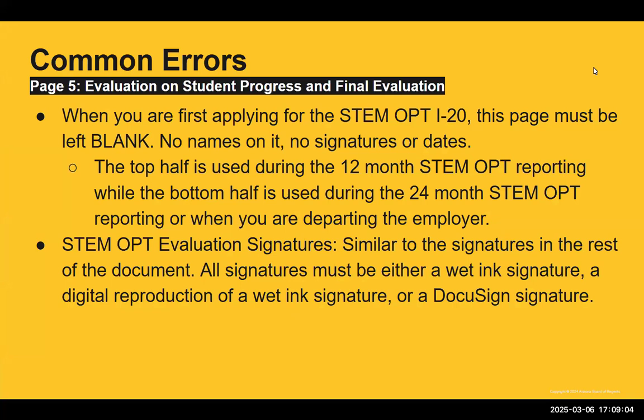Now, finally, for page 5 of the document, you want to leave this section completely blank at this time if you're first applying for STEM OPT. So you want no signatures on that page, no names on it, no signatures, date, or anything. The reason for this is because the top half of the document is going to be used during the 12-month STEM OPT reporting, while the bottom half is going to be used during the 24-month STEM OPT reporting, or when you depart that employer. Similar to sections 2, 4, and 6, all signatures must be either a wet ink signature or a digital reproduction of a wet ink signature or DocuSign in order to be considered valid.